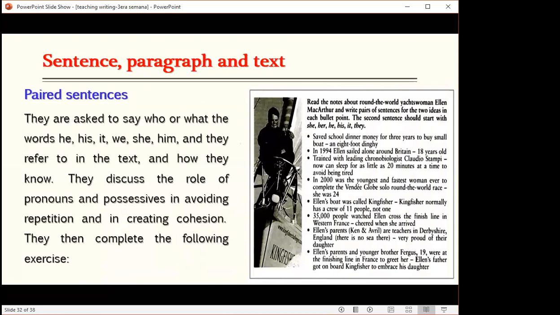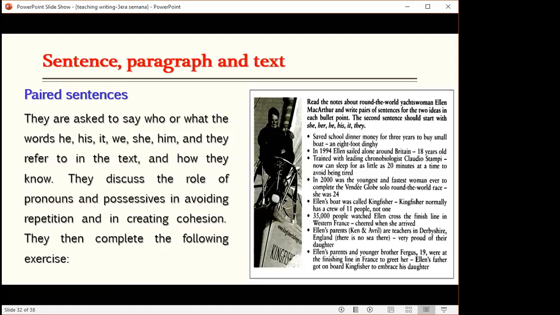Now, they are asked to say who or what the words he, she, so it, so him, they refer to in the test. So this is what I told you on how they know it. They discuss the role of pronouns and possessives in avoiding repetition and in creating cohesion. They then complete the following exercise. They have to read the notes about the round-the-world sailor Ellen MacArthur and write pairs of sentences. Notice they're going to write pairs of sentences for the two ideas in each bullet point. The second sentence should start with she, her, he, his, it, or they.